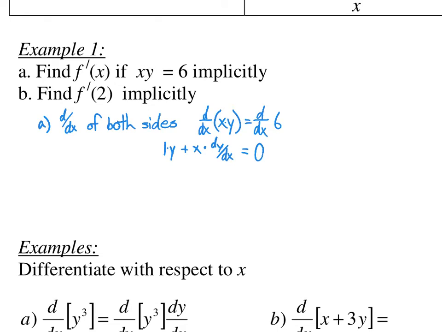Now, that's what we're trying to find, isn't it? Doesn't it just mean derivative always? That's the derivative of y with respect to x. So guess what? We can now use algebra to solve for that. X times dy dx equals negative y. So dy dx is negative y over x.